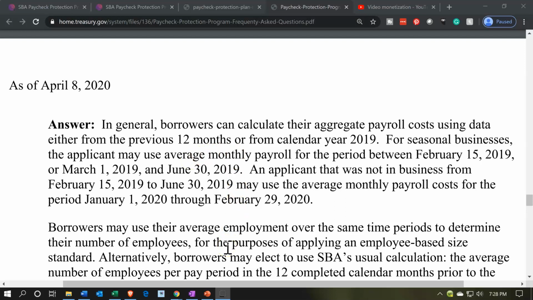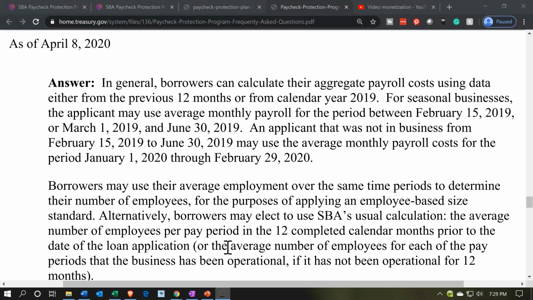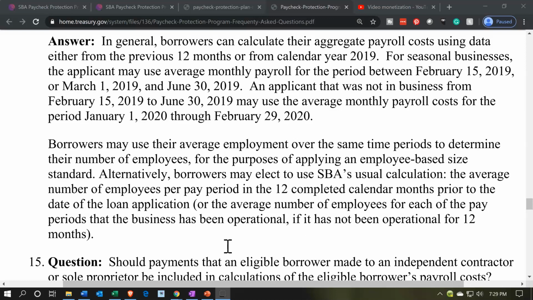For seasonal businesses, the applicant may use average monthly payroll for the period between February 15th, 2019 or March 1st, 2019 and June 30th, 2019. An applicant that was not in business from February 15th, 2019 to June 30th, 2019 may use the average monthly payroll cost for the period January 1st, 2020 through February 29th, 2020. Borrowers may use their average employment over the same time period to determine their number of employees for purposes of applying an employee-based size standard.